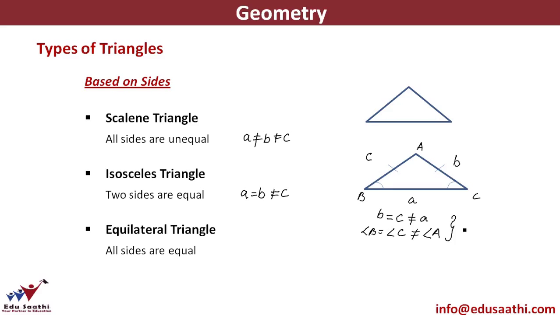The third one is the equilateral triangle. If all the sides are equal, the triangle is known as an equilateral triangle. So a will be equal to c, will be equal to b. If two sides are equal, the angles opposite to equal sides are also equal. So angle A will be equal to angle B, B will be equal to C, A will be equal to C. All the angles are equal and all the angles turn out to be 60 degrees, because the sum of all three angles of a triangle would be equal to 180 degrees.